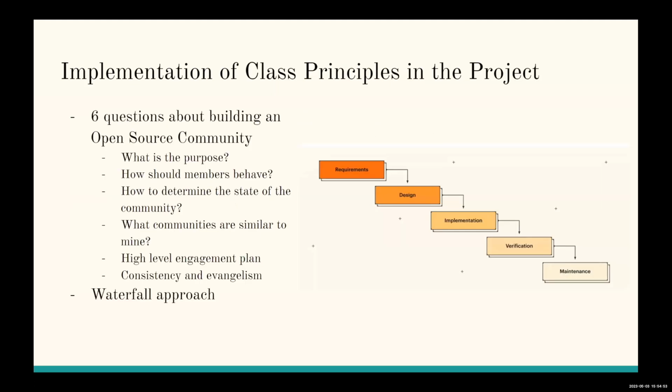How will I implement class principles in the project? Obviously, the 6 questions about building an open source community include: what is the purpose? How should members behave? How to determine the state of the community? What communities are similar to mine? High level engagement plan, as well as developing a community that's consistent and shows evangelism. And those are the questions that I'll be addressing in the paper that I'll be writing about this app.